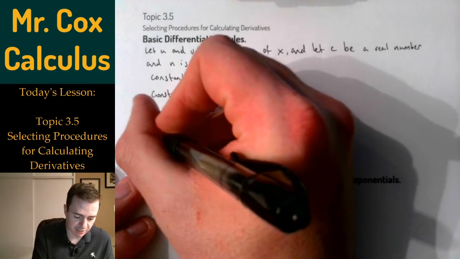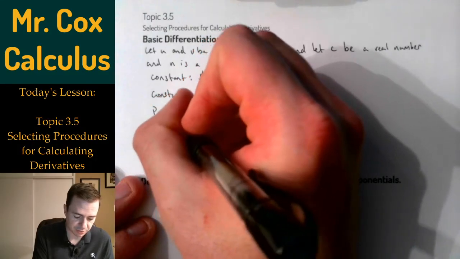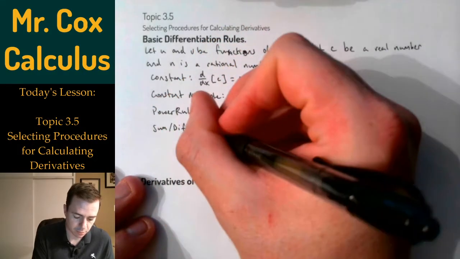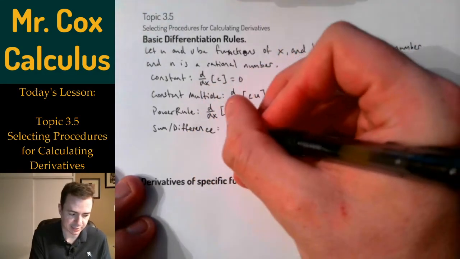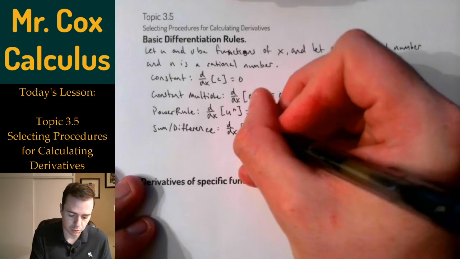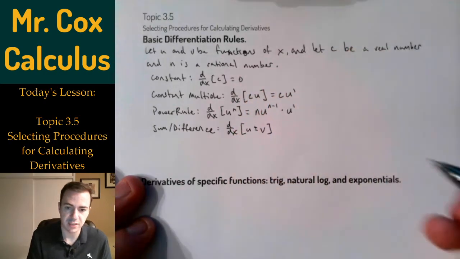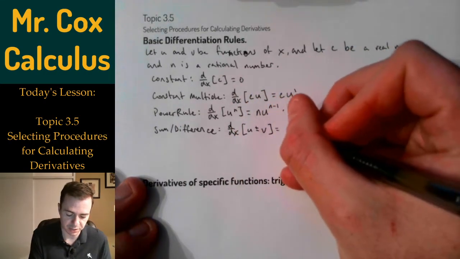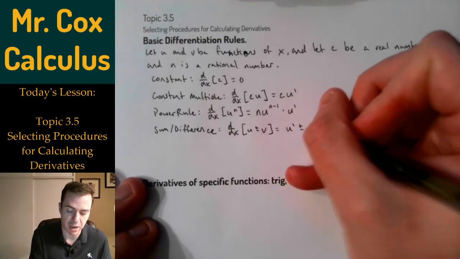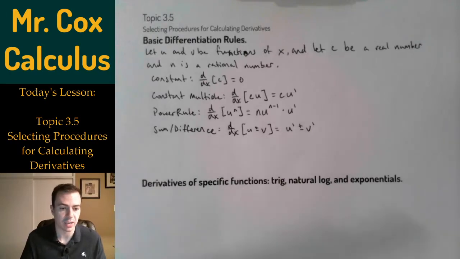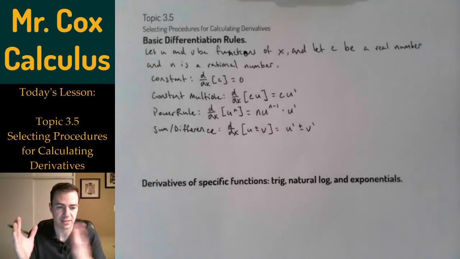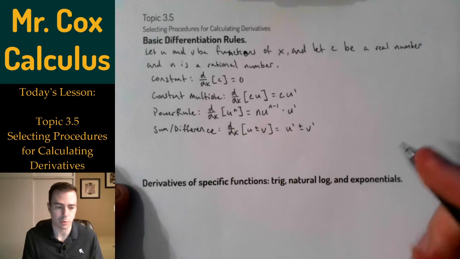If I take a look at sums and differences, well, the derivative with respect to x of u plus or minus v is equal to simply the derivative of u plus or minus the derivative of v. And we've seen often that that's very handy when we start looking at things that are polynomial in nature, that I can take the derivative of each individual piece.